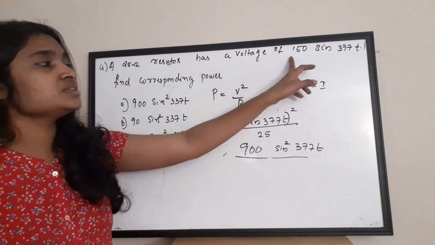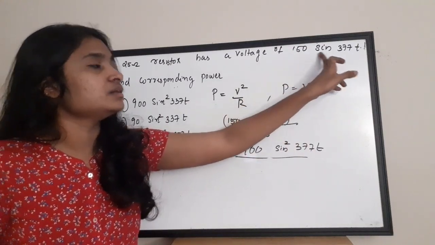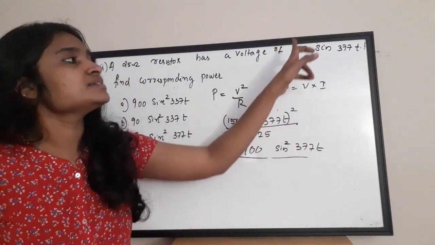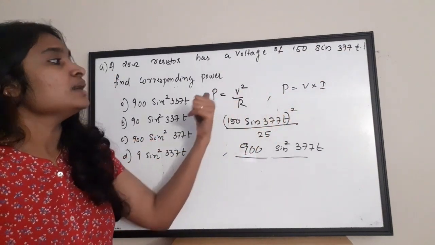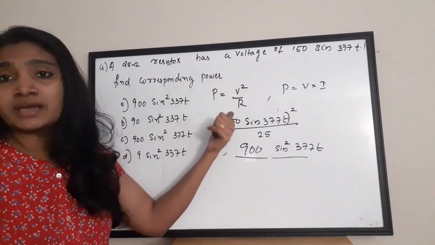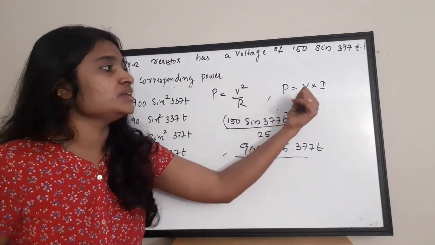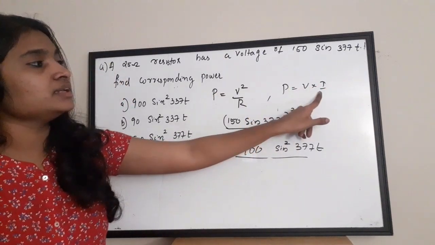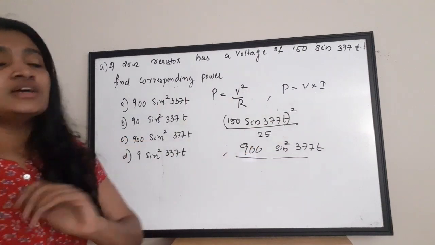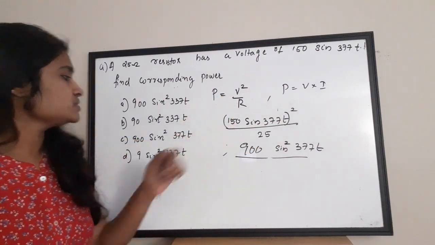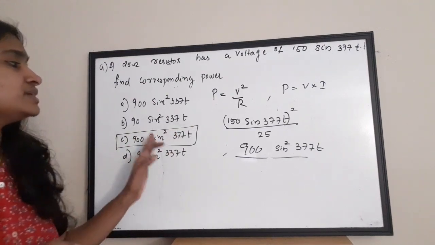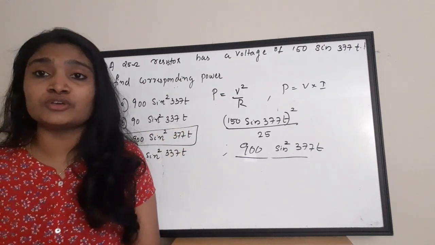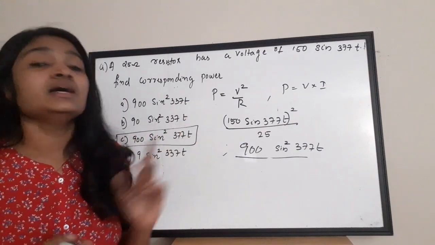Okay, so don't skip this question by seeing an angle term with your voltage. This is a simple question. You can directly apply this voltage to the equation P, power is equal to V square by R, or you can use the equation V into I by first finding the current value. Okay, so the answer for this question is option C, which is 900 sine square 377t, the value of your power for this voltage and resistance.